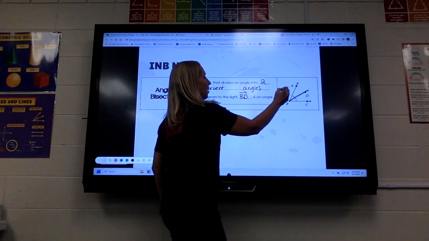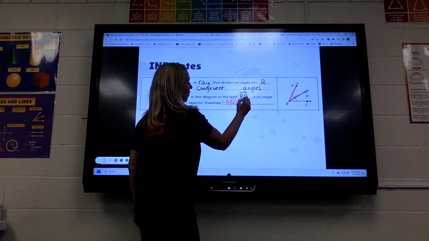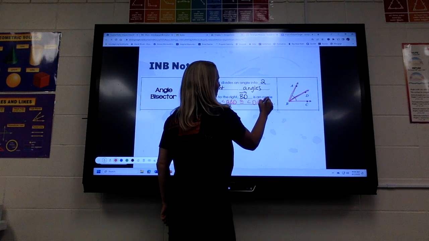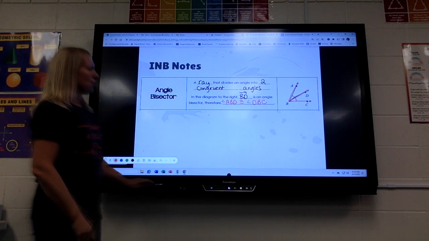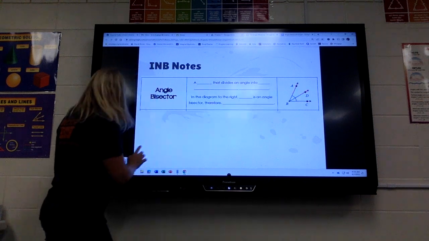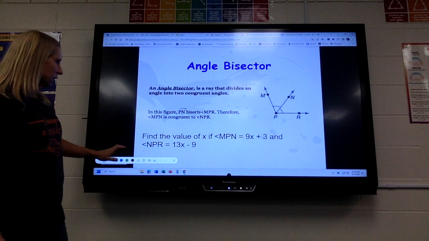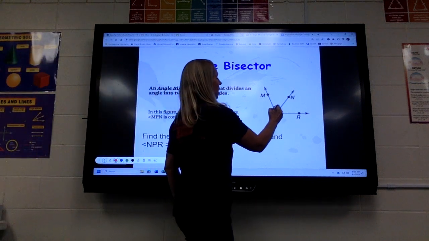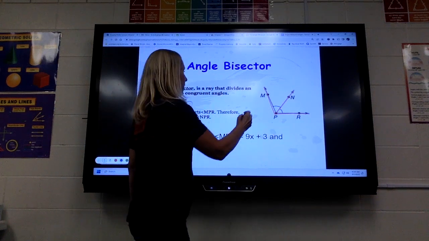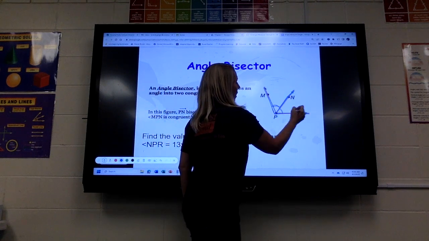Therefore, angle ABD would be congruent to angle DBC. So those two pieces would equal each other. So pause if you need to for your notes. So the last type of problem we have to talk about is this one. So this says that PN bisects this big angle. So that's going to make this angle right here equal to this angle right here.